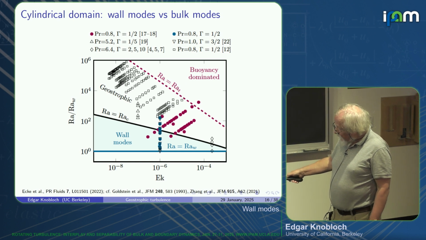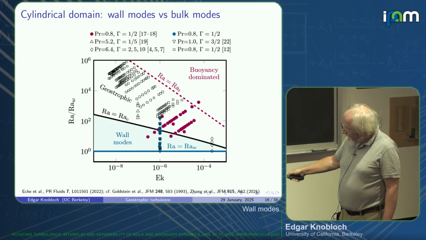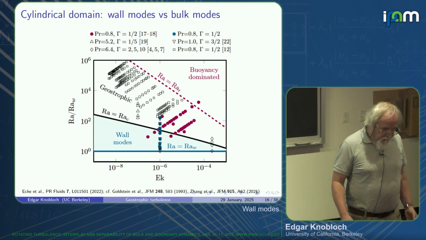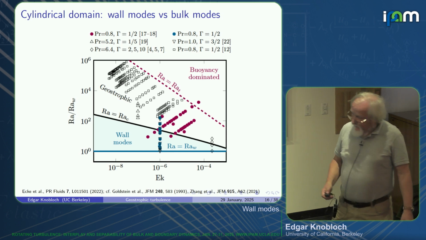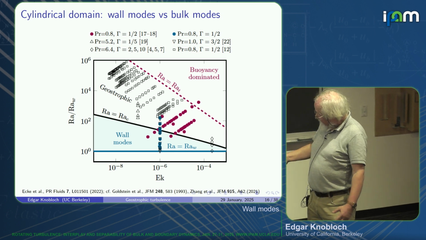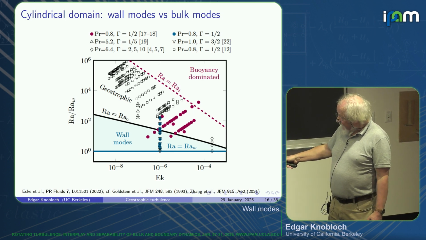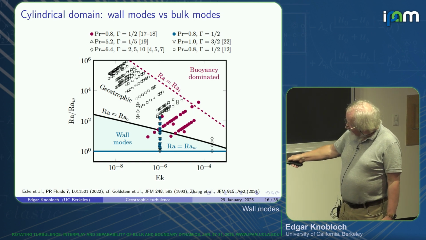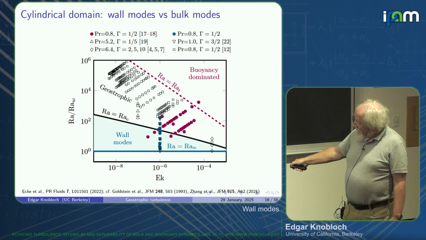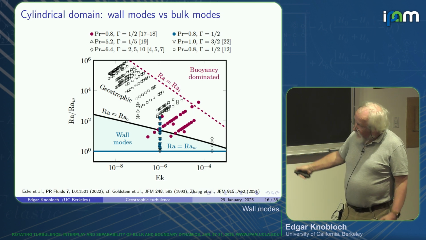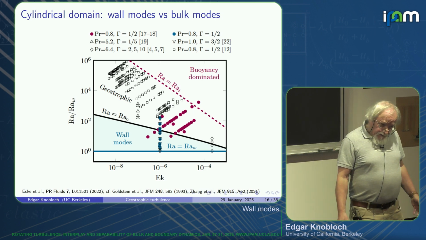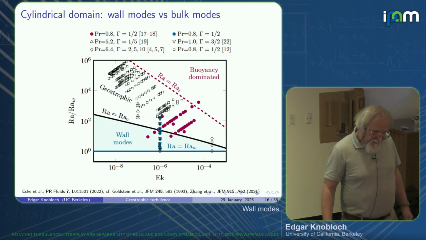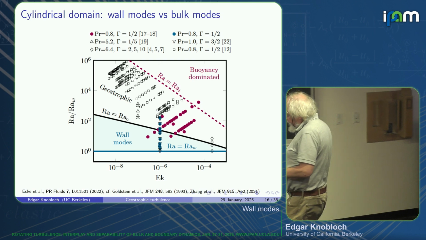In this region, you only have wall modes when you cross this second boundary. That's the onset of the bulk modes that we've been talking about. That's the Chandrasekhar calculation, if you like, for the unbounded system. And then you have all kinds of interesting nonlinear things here, and then eventually geostrophic turbulence. And then if you increase the Rayleigh number too much, of course, then rotation becomes subdominant relative to buoyancy, and you have essentially the non-rotating problem.